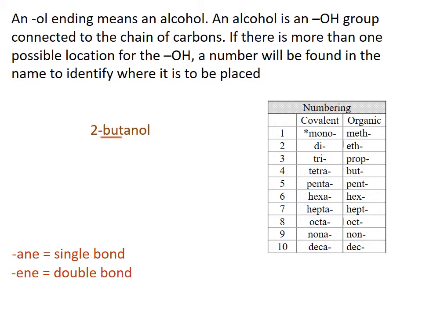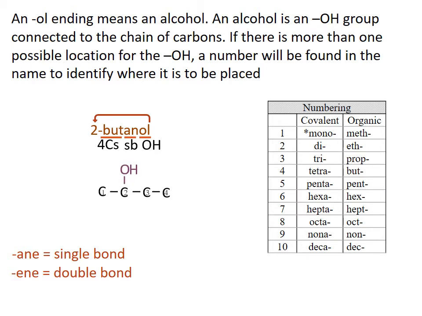2-butanol. But means 4, so write 4 C's. Then I will draw 4 carbons connected by single bonds. Ane means single bond, so write SB, and OL means alcohol, so write OH. So I have 4 carbons singly bonded with an OH group, and that OH is going to go on the second carbon. So I number my carbons, and on the second carbon in, I will attach an OH.